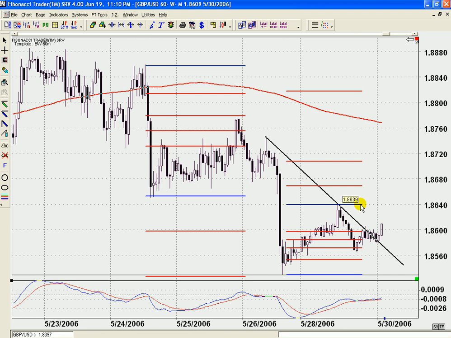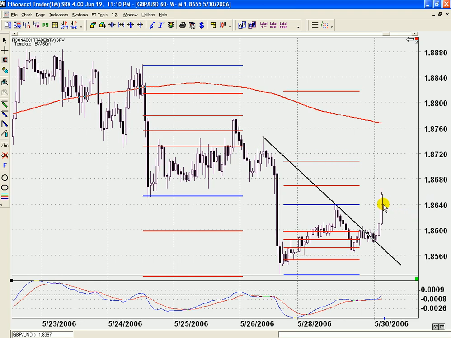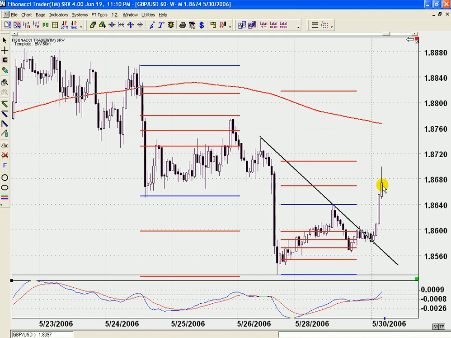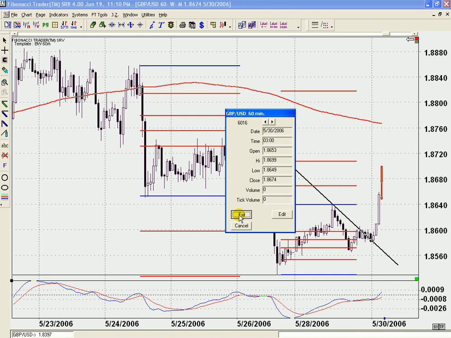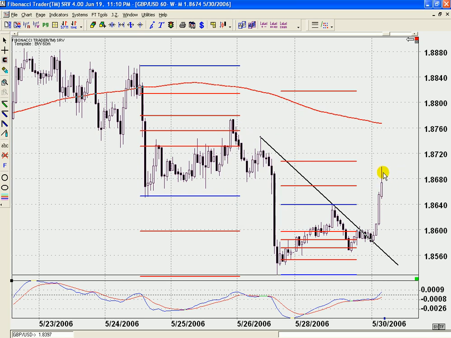Our first target is 8640, then the 127% extension, which converges with these lows here at 8670, then the 162% extension at 8700. Price moves aggressively through, and let's see how high it goes. It goes to 86.99. This is the sensitivity of the figure, which we're going to learn in a couple of lessons from now. It goes right to 86.99 and bounces at the figure.